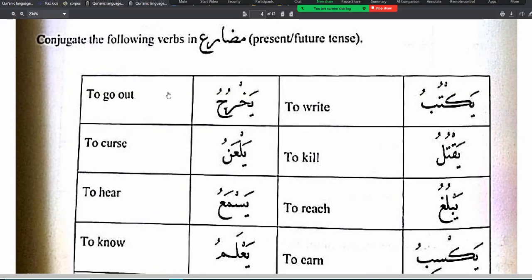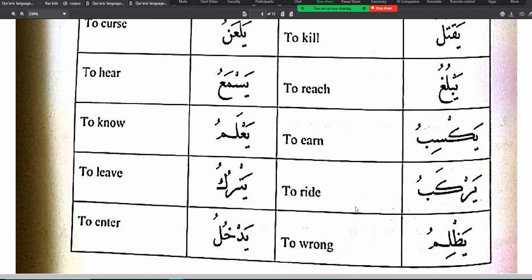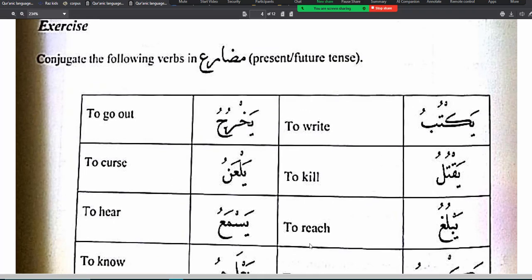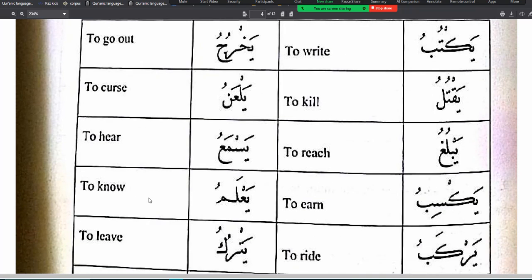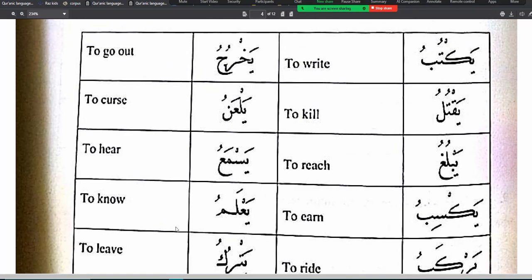Conjugate the following verbs in Mudare, present or future tense. So we have Yaktubu is to write, Yaqtulu is to kill, Yablughu, Balaga Yablughu is to reach, Kasaba Yaksibu is to earn, Rakiba Yarkabu is to ride, Zalama Yadlimu is to wrong, Kharaja Yakhruju is to go out, La'ana Yal'anu is to curse, Sami'a Yasma'u is to hear, Alima Ya'lamu is to know, Taraka Yatruku is to leave, Dakhala Yadkhulu is to enter. So you have to choose 3 from this chart and make a chart out of it.